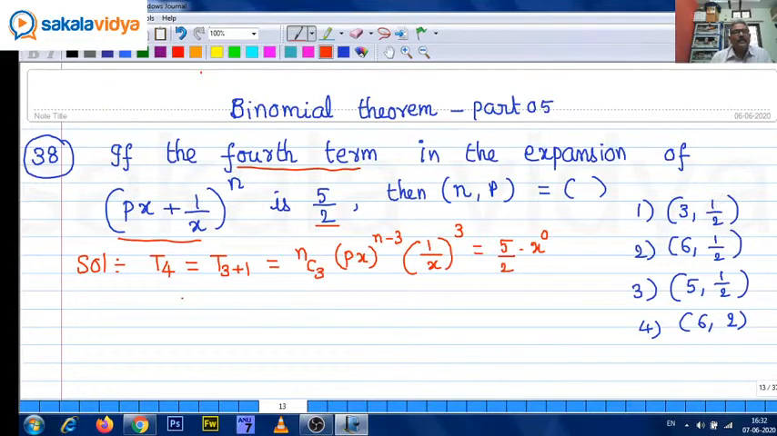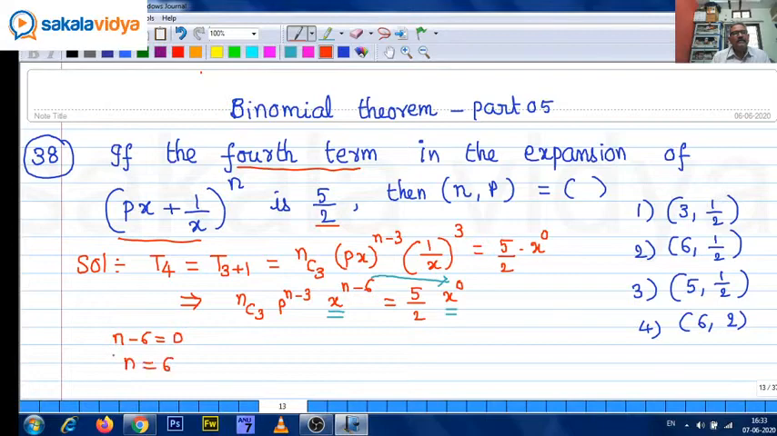Now here this can be written as nC3 p^(n-3) x^(n-3) by x^3, that is x^(n-6), equal to 5/2 x^0. That means comparing the x powers, n minus 6 equals 0. That means n is equal to 6. So now the n value has been obtained.